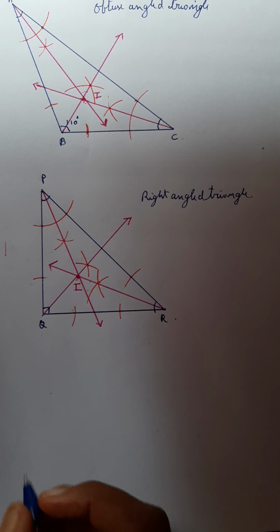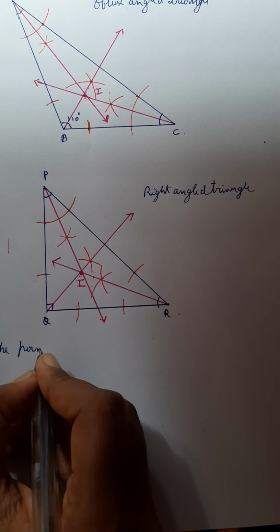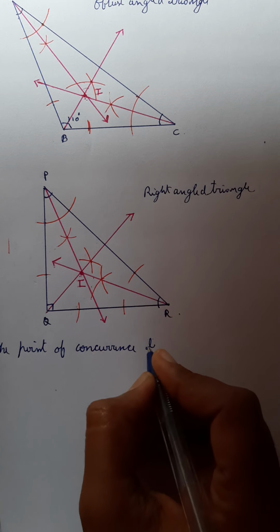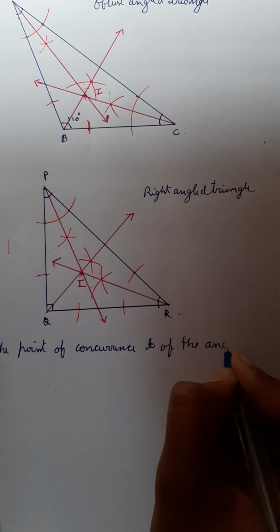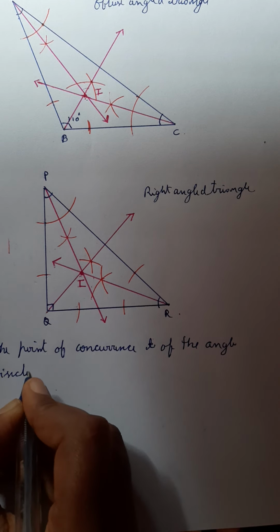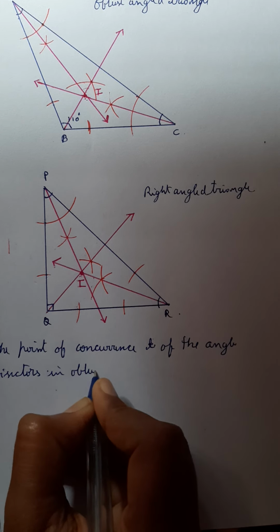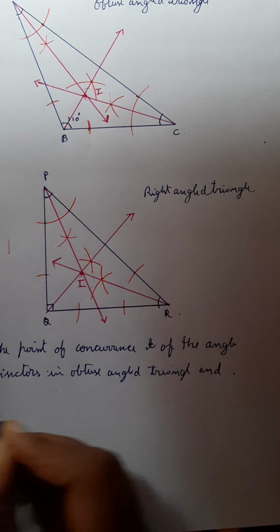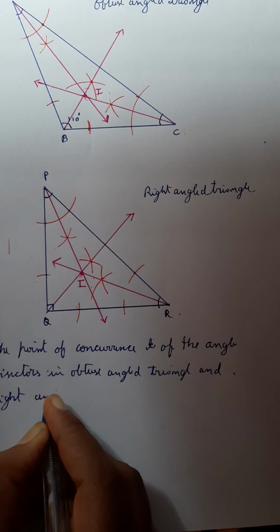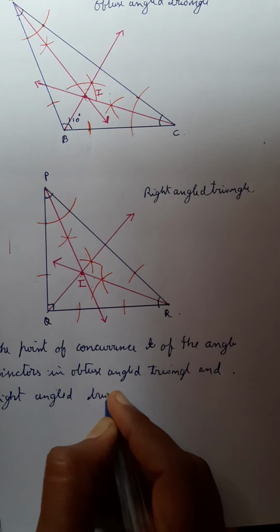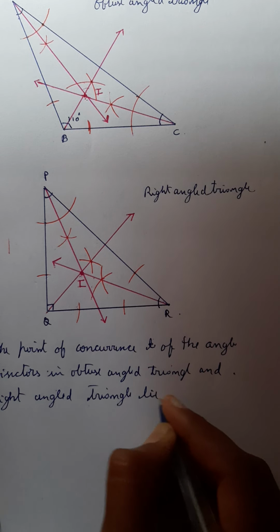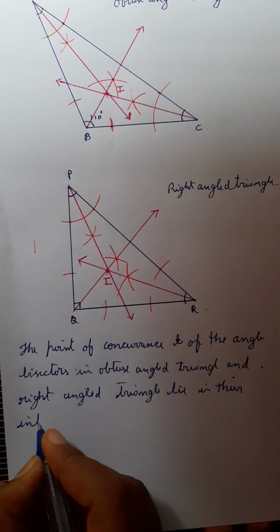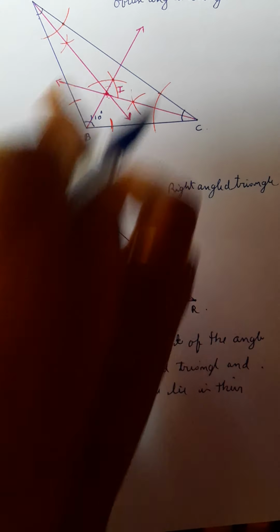So write the conclusion. The point of concurrence of the angle bisectors in an obtuse angle triangle and right angle triangle lie in their interior. Interior means inside the triangles.